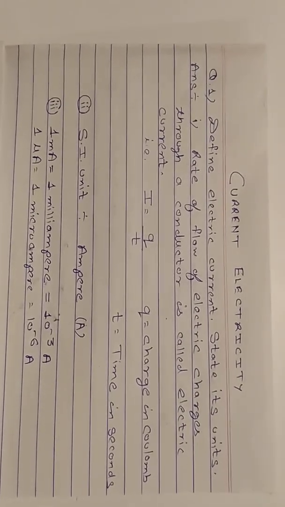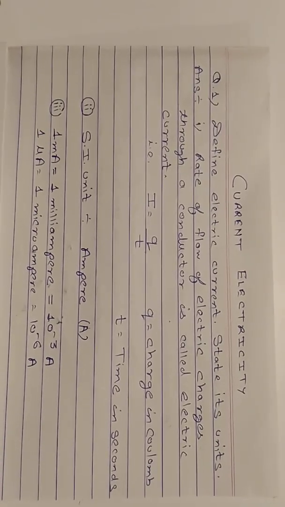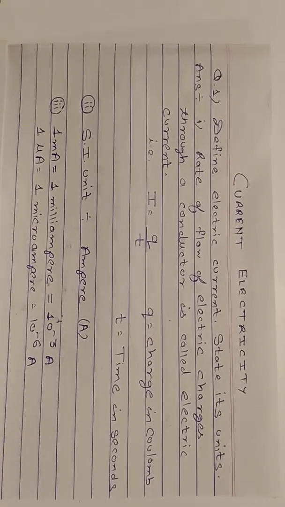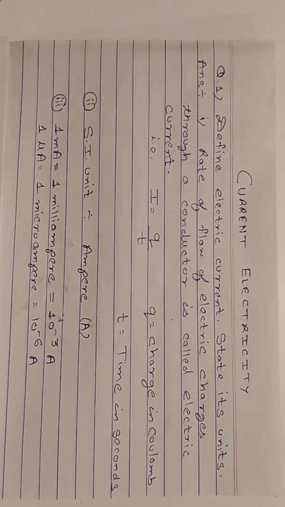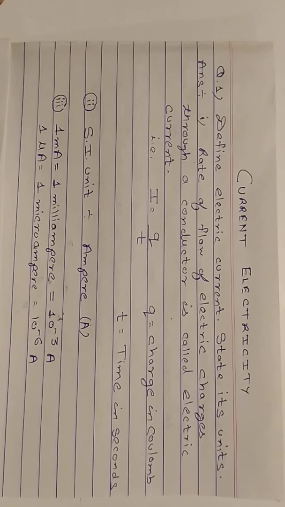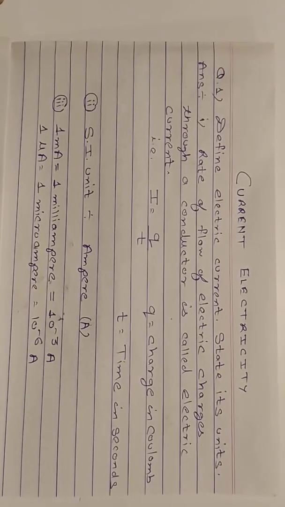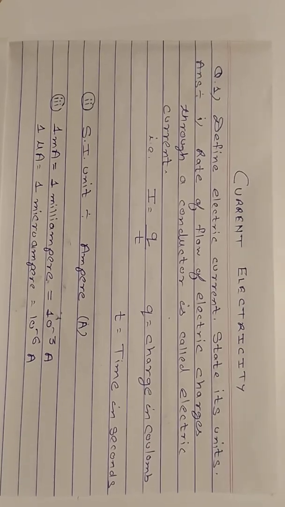Define current and state its unit. The question is in front of you. Electric current is nothing but the flow of charge. What is charge here? Electron. So what is the definition of electric current?